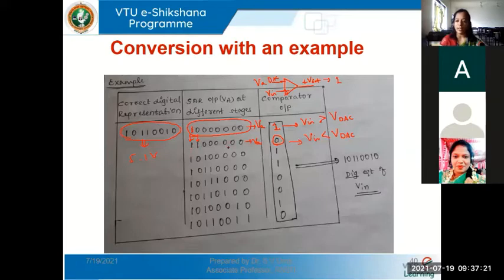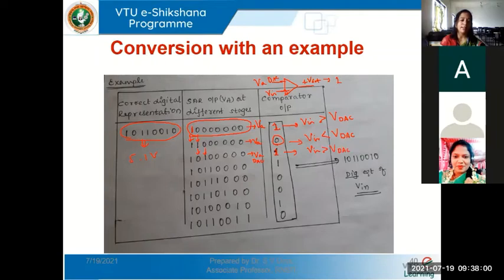So what should I do? I give a feedback to the successive approximation register. I go back and reset this bit. The second bit is reset, and now the third bit will be made 1. It is converted to analog in the DAC, and compared with the input voltage. If the input voltage is more than the output of the DAC, the output of the comparator will be 1.